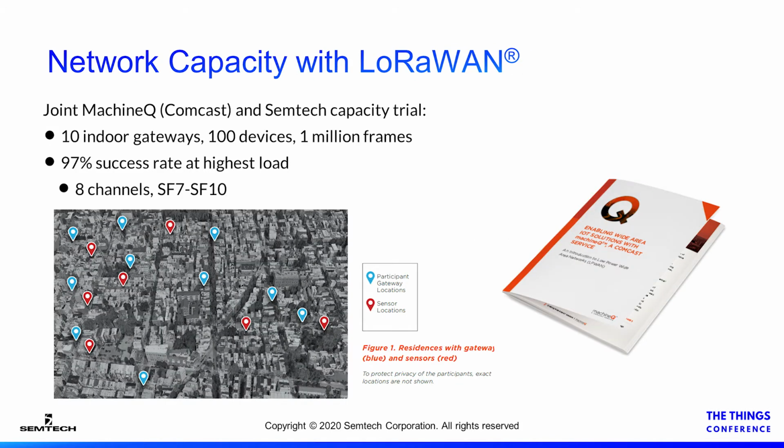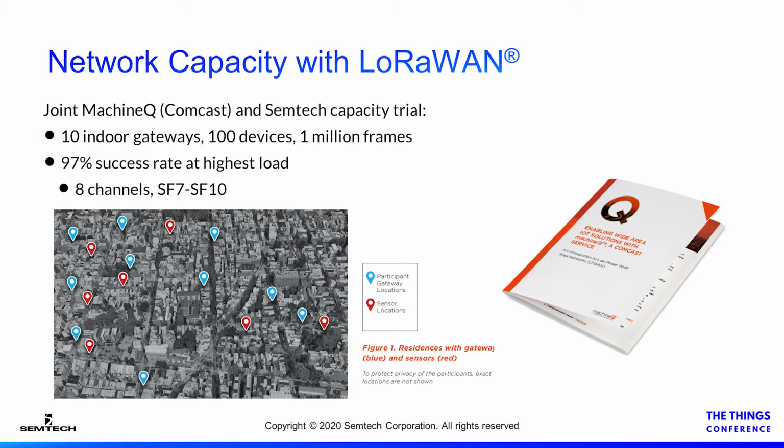To formally prove that LoRaWAN capacity was strong, Semtech and MachineQ did a capacity trial last year, or maybe 18 months ago. We set up 10 indoor gateways and 100 devices emulating thousands of devices, and sent and received 1 million frames to show whether the capacity was there. And of course, we proved that the capacity was there, because at the highest load, the success rate of this network was 97%. The network was 10 gateways receiving over 8 channels and 4 data rates, 4 spreading factors, SF7, 8, 9, and 10, because it's in the US.